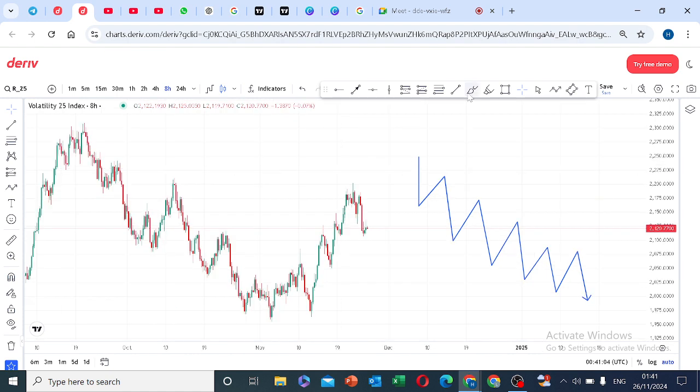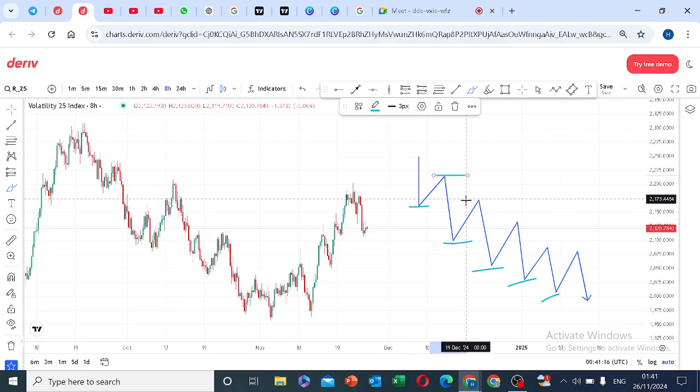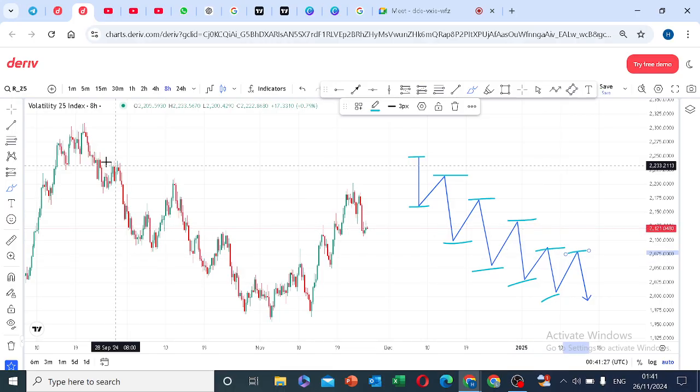So this point now becomes a lower low, and these areas become lower highs. Now a replication of this is what you are seeing here on this chart.